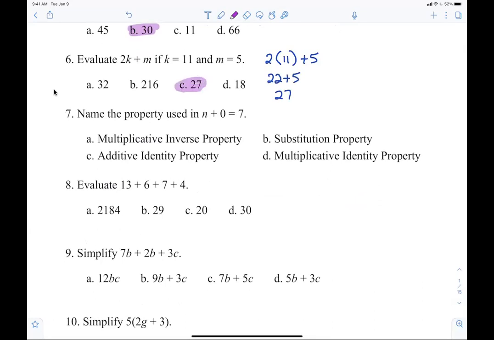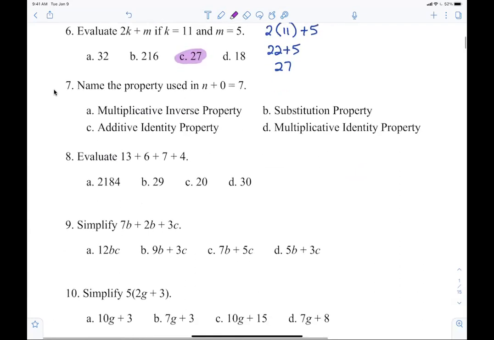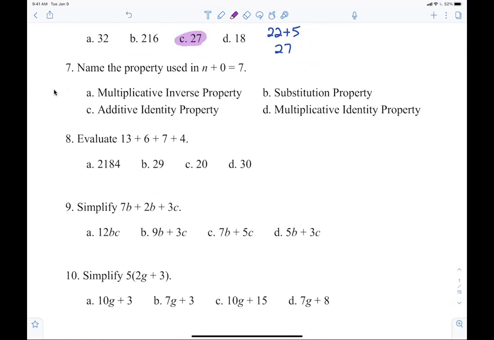Anybody? Name the property here. N plus 0 equals N. Additive identity, right? And identity, remember, is how you remain the same. Adding 0, what's the other identity? You can add 0 or what? Multiply by 1. Add 0 or multiply by 1. All right?